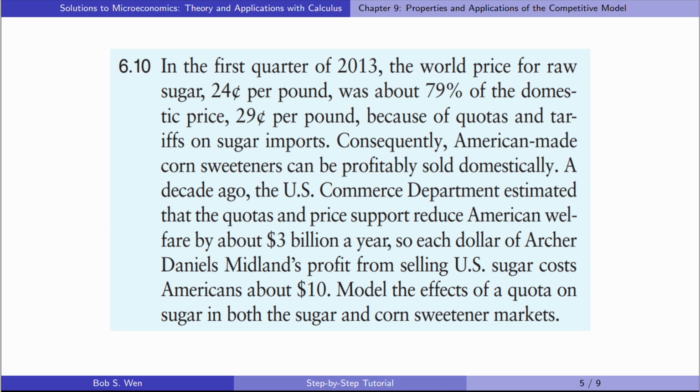Consequently, American-made corn sweeteners can be profitably sold domestically. A decade ago, the U.S. Commerce Department estimated that the quotas and price support reduce American welfare by about $3 billion a year. So each dollar of Archer Daniels Midland's profit from selling U.S. sugar costs Americans about $10. Model the effects of a quota on sugar in both the sugar and corn sweetener markets.